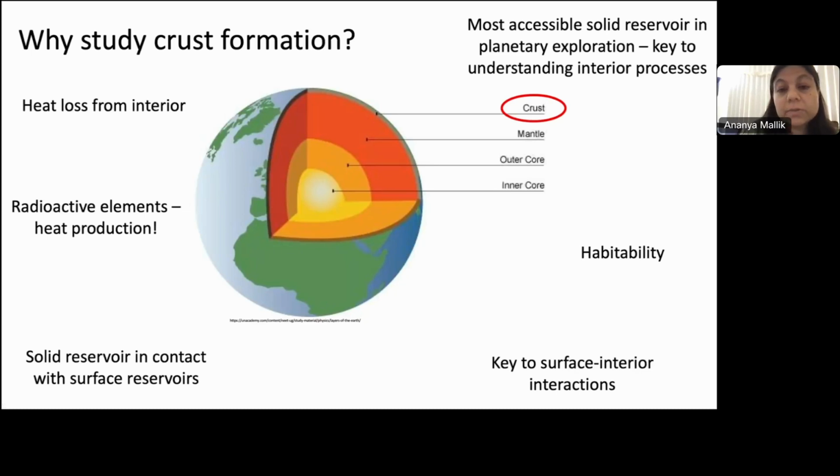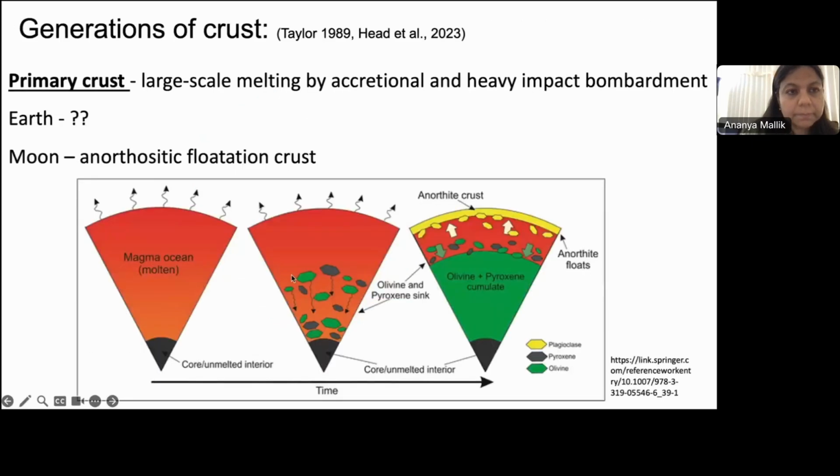crust is actually key to surface-interior interactions, which means that for certain planetary bodies, it can give us insights into habitability. And very important for planetary exploration is that the crust is the most accessible solid reservoir. And so really studying the crust is one of the keys to understanding interior processes. And this is something that, of course, has motivated the research that I'll be presenting today.